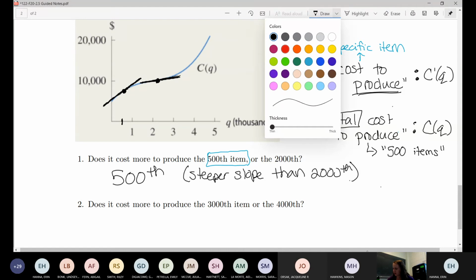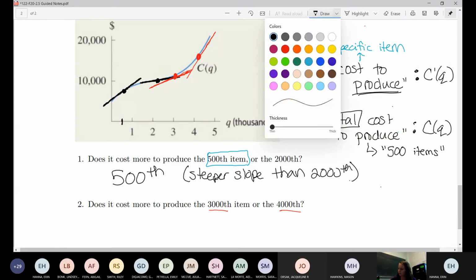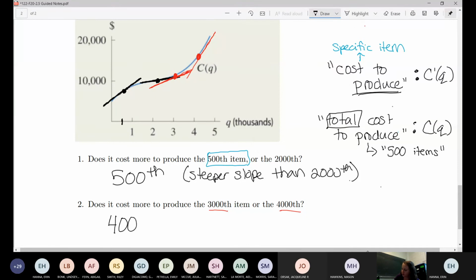So then let me switch colors for this one. Does it cost more to produce the 3,000th or the 4,000th? Well, now I want to look at just before 3 and then just before 4. So what's the slope at 3 versus the slope at 4? Which one of those is steeper? The one at 4. So it would cost more to produce the 4,000th item.